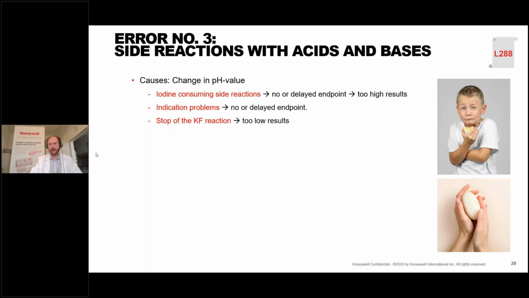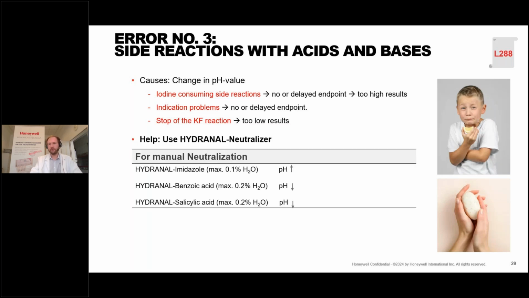Many of these problems can be overcome by manually adding special buffer materials to the Karl Fischer working medium. You can use, for example, imidazole to neutralize the impact of acids, or use benzoic or salicylic acid to buffer basic samples like amines.